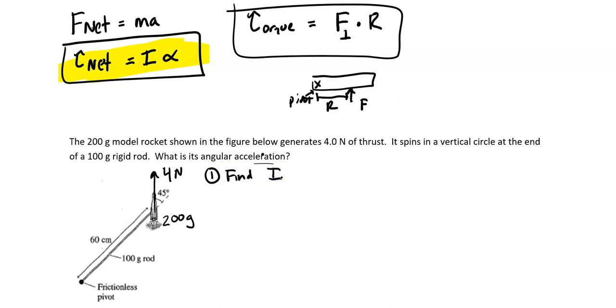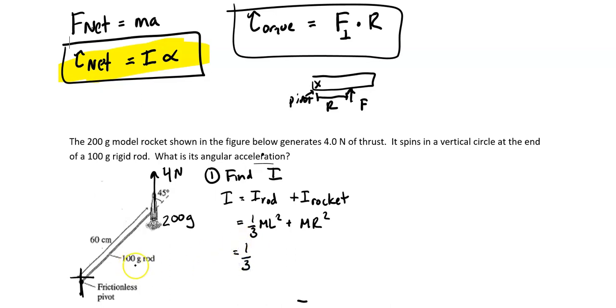Okay, so to find I, I'm going to label the pivot point. That's our pivot point. We have both a rod and a rocket. So to find the total moment of inertia, I am going to add those things together: the moment of inertia of the rod plus the moment of inertia of the rocket. The rod is rotated about the end, so that is going to be 1/3 ml squared. And the rocket is just a point mass at the end, so that is going to be mr squared. Generally when I'm dealing with newtons, I want things in meters and kilograms. So let's make sure we convert as we plug things in.